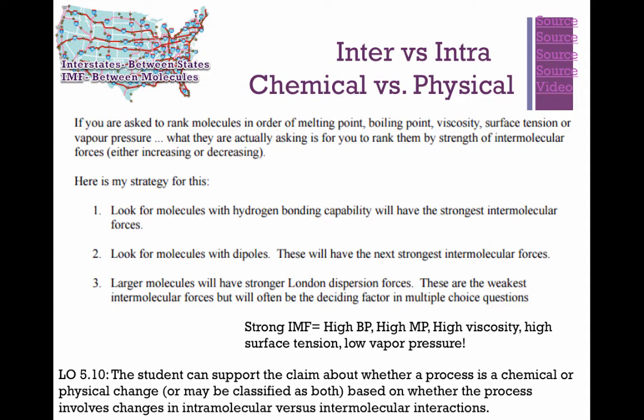Now, why did I say it does have dispersion? Everything has dispersion, right? Everything has dispersion. And the reason that this is dipole-dipole is because you don't have this negative anywhere else. It's only on this side, which leaves this side partially positive.